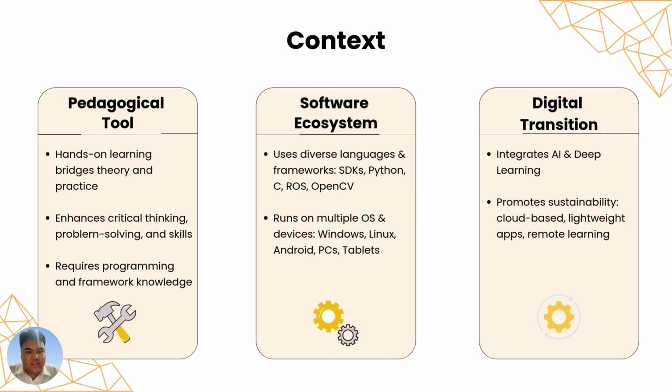For the software ecosystem, I have to use many languages, like Python. I use OpenCV and SDKs to know what we are going to do. I also learn multiple operating systems, because to control robotics we can use many OSes. And the digital transition can integrate AI, deep learning or NLP, and also promote sustainability, which is a current trend.